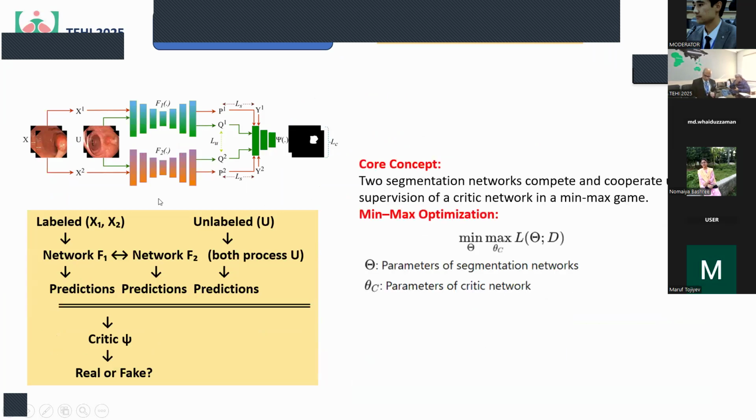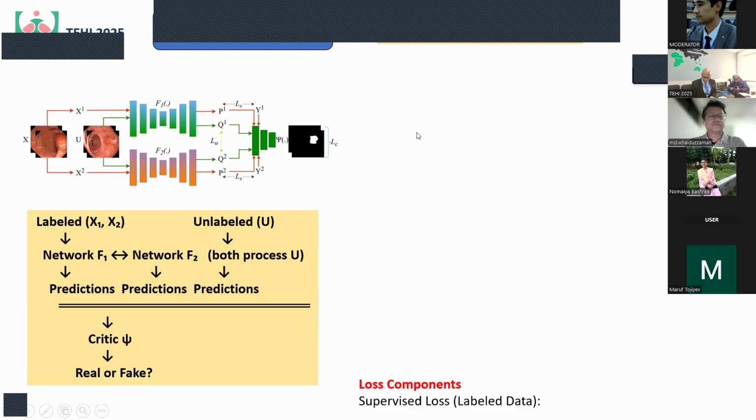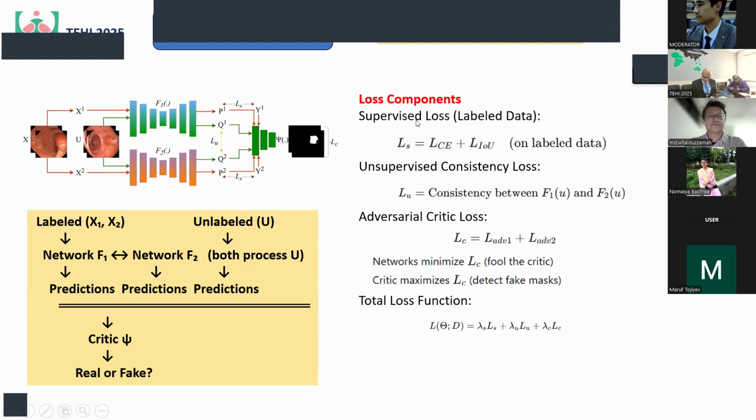This is the critic based architecture, which is DuoSegment. In this architecture, two segmentation networks cooperate under the supervision of a critic network in a min-max game. The loss calculation for this architecture is also shown here.